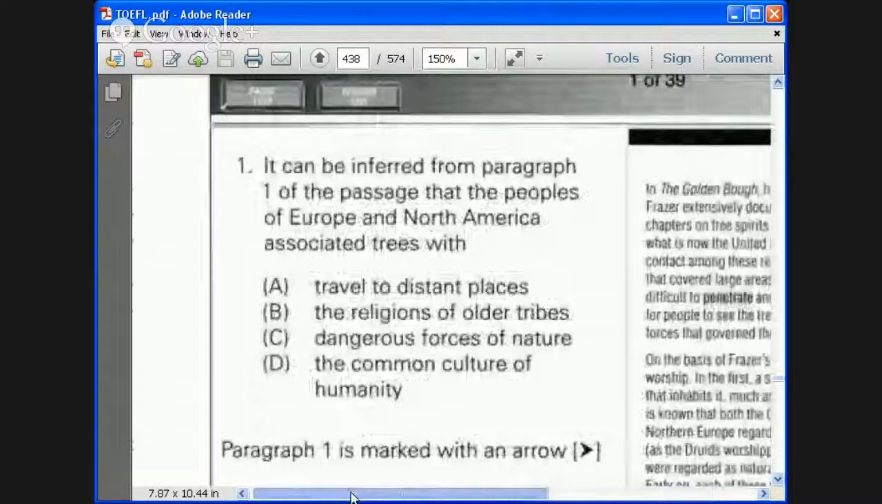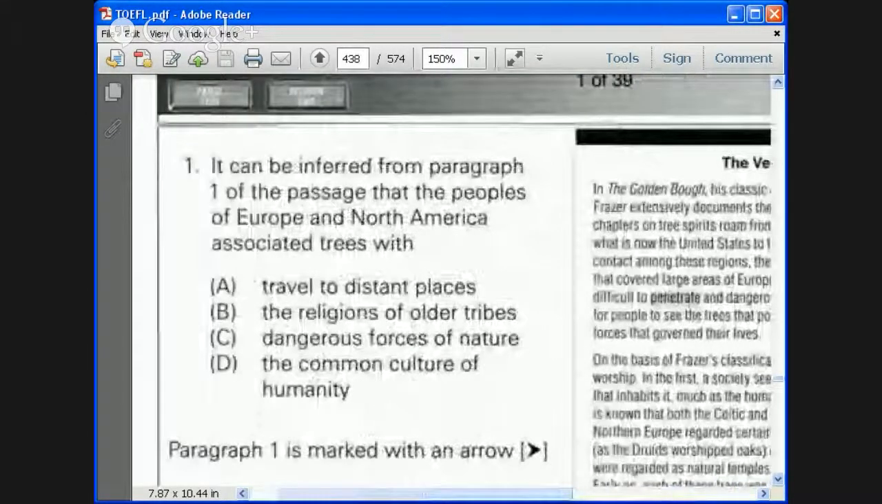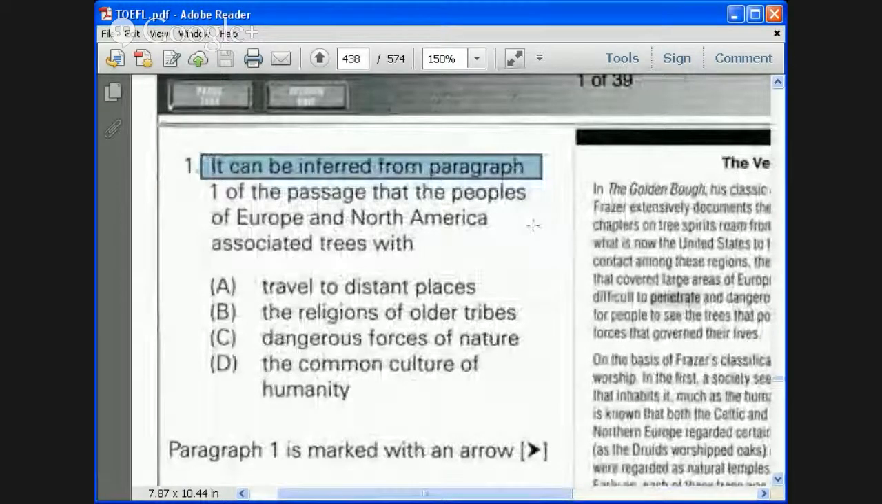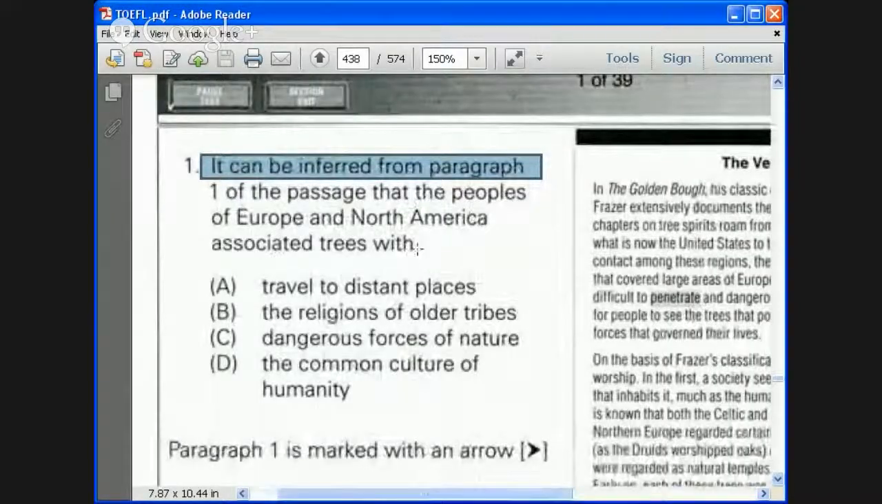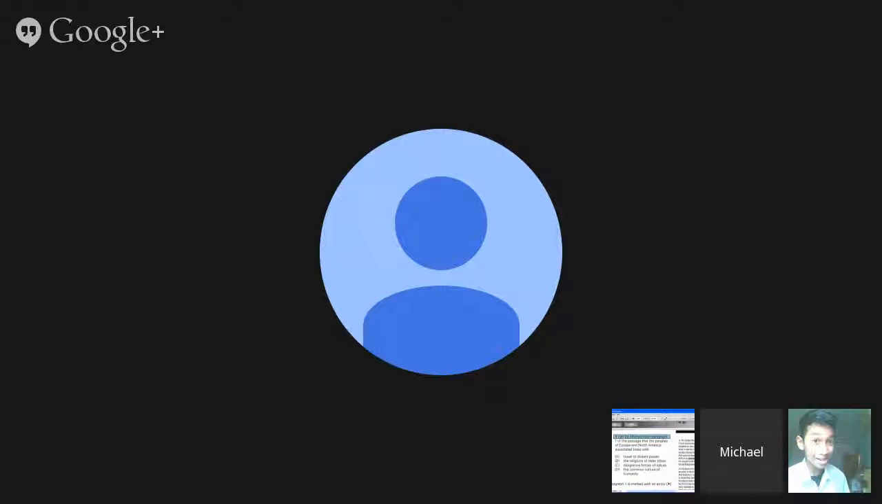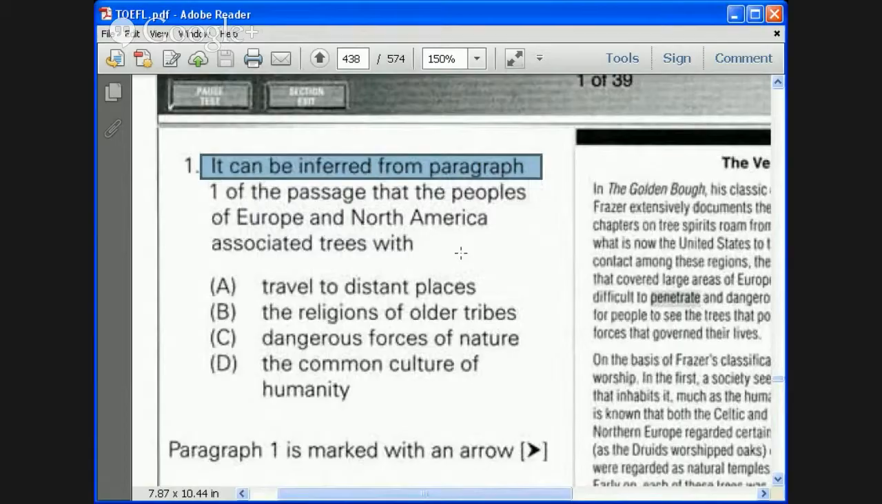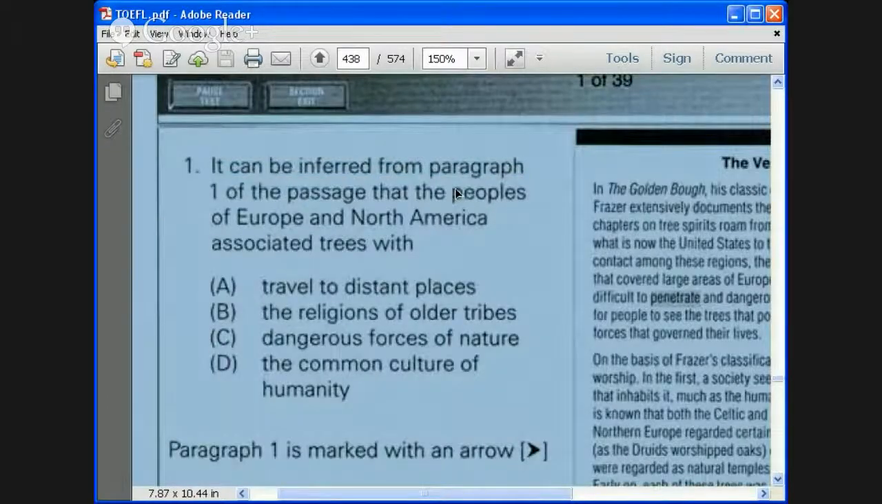Okay, question number 1. Michael. Oh, you got another inference question. It can be inferred from paragraph 1 of the passage that the peoples... why peoples? Why not people? I know. Haven't we talked about this before?